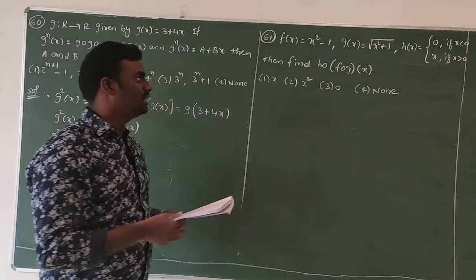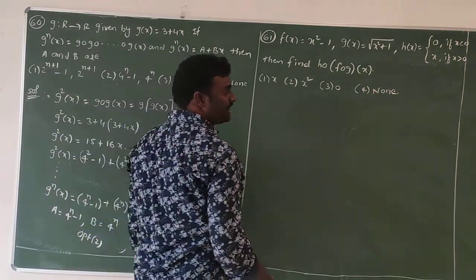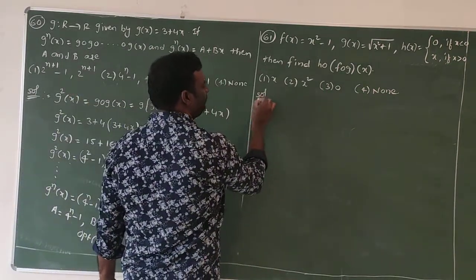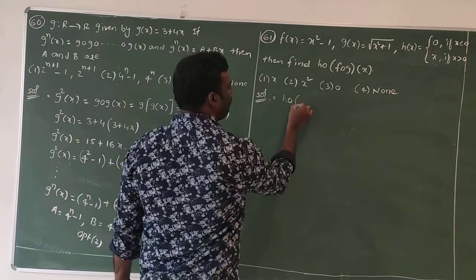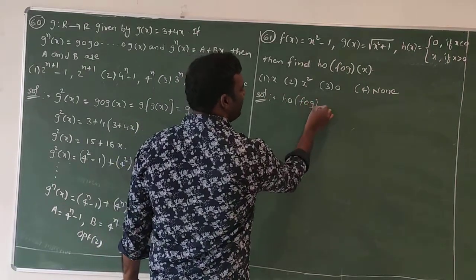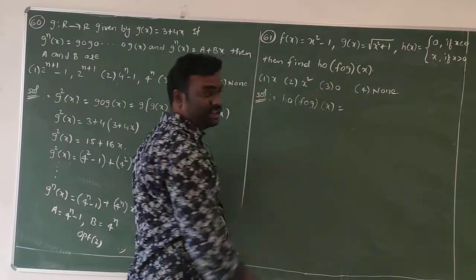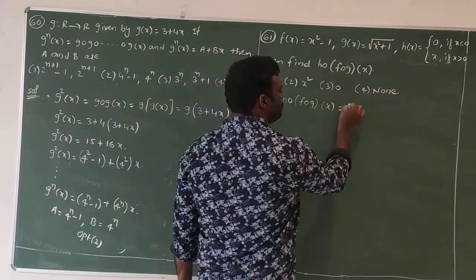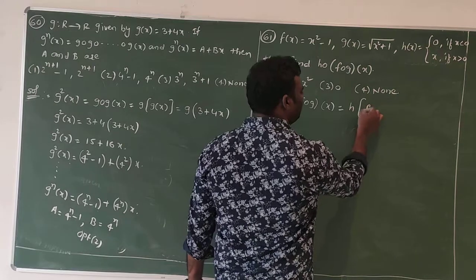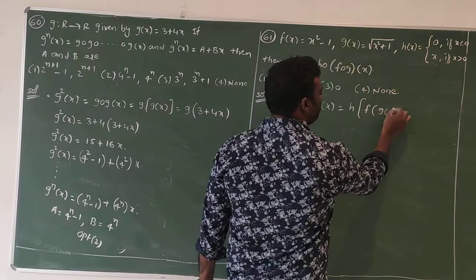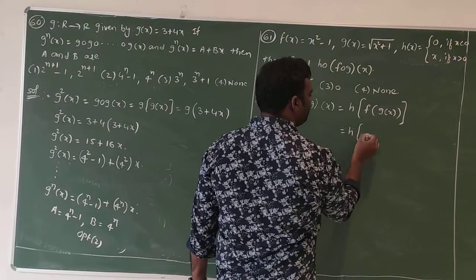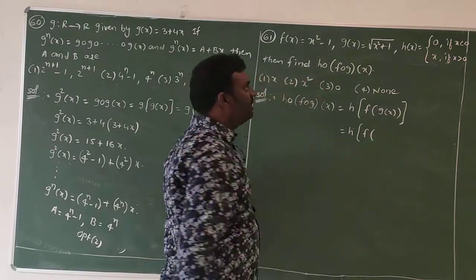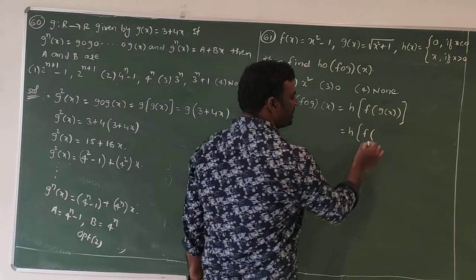Okay, listen, how to find h circle f circle g of x. h circle f circle g of x can be written as h of f of g of x, that equals h of f of g of x, which is nothing but under root of x square plus 1.